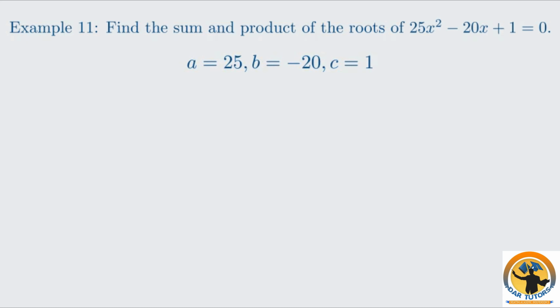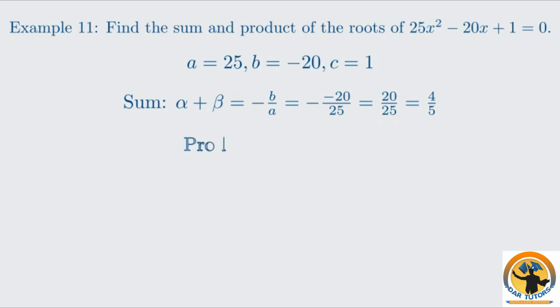Now let's find the sum of the roots. The sum alpha plus beta is negative b over a. This is negative of negative 20 over 25, which simplifies to 20 over 25, or 4/5. Next, let's find the product of the roots. The product, alpha beta, is c over a. This is 1 over 25.